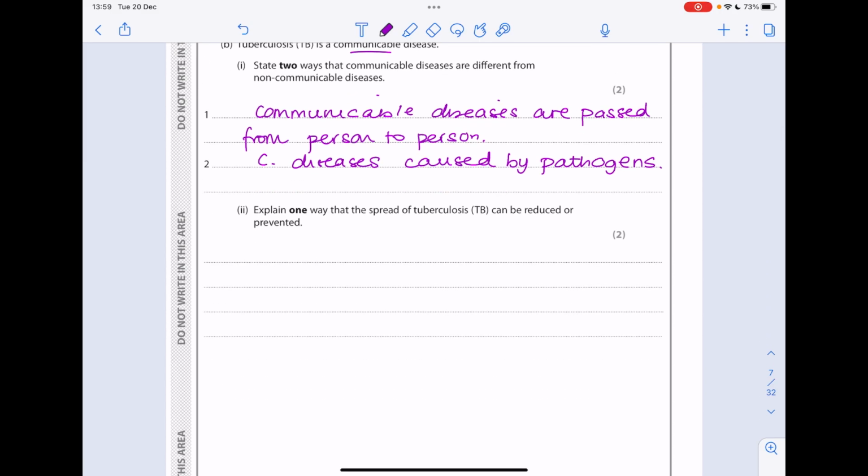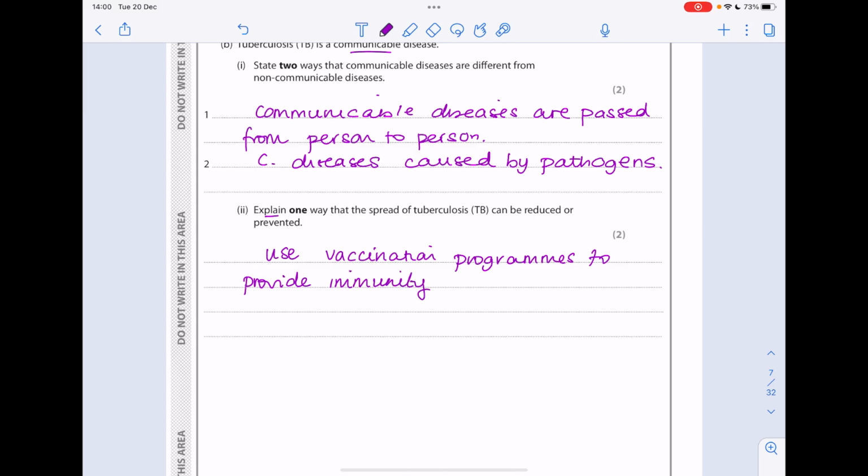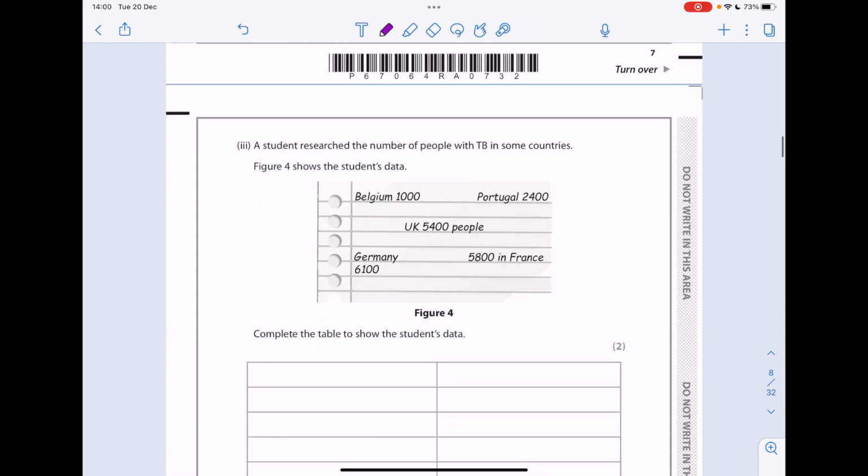Explain one way that the spread of TB can be reduced or prevented. So we're explaining it. So let's say use vaccination programs. To provide immunity within a population. Because you can't spread a disease if no one's got it. You could say something like avoid close contact. Why? Because TB is an airborne disease.